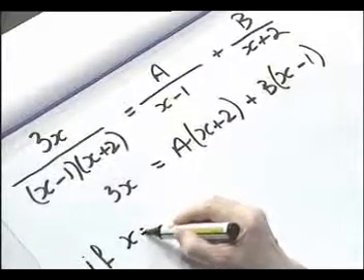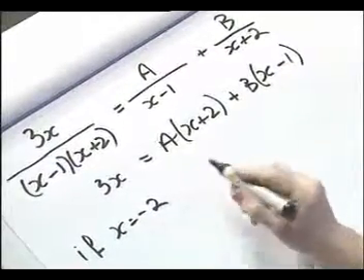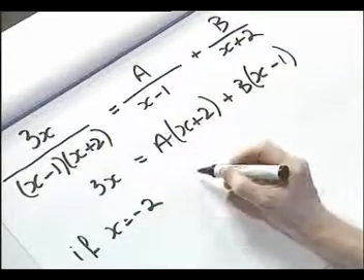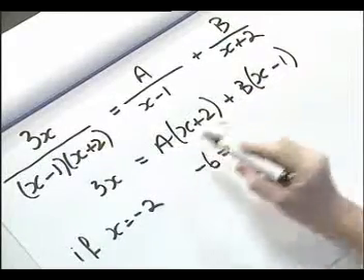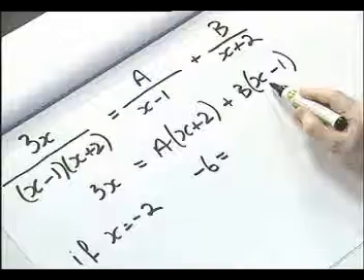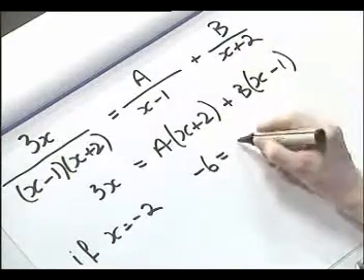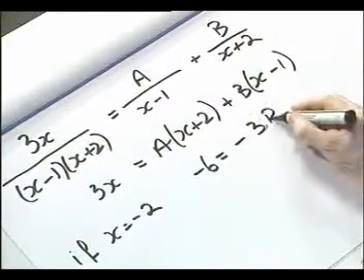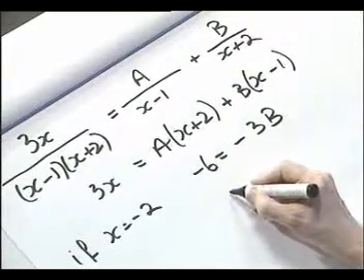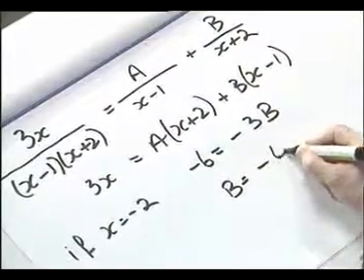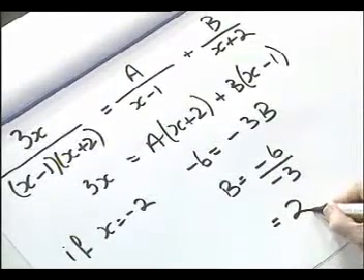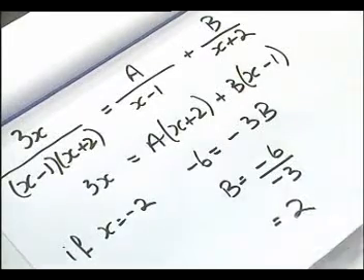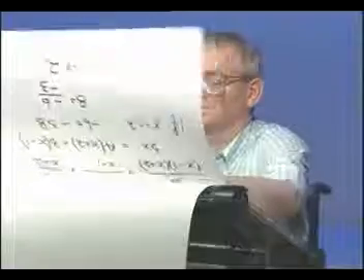If x equals minus 2, we get 3 times minus 2 is minus 6. That is 0, so a disappears. Minus 2 minus 1 is minus 3, so this is minus 3b. So b equals minus 6 divided by minus 3 equals 2. I'll write this expression in again.